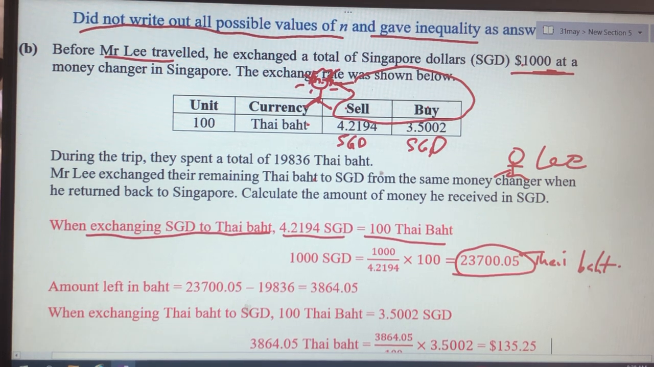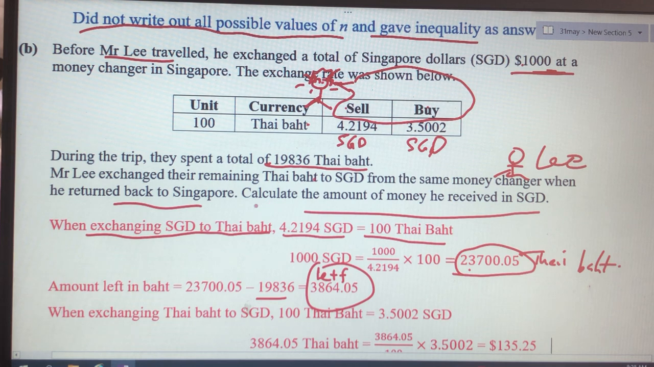Alright. Then this fella, Mr. Lee, they spend a total of this amount. So you take this minus this. This is the leftover money. Then he came back to Singapore. Okay, that's normally how you do it when you travel, right? When you travel, then you bring back Thai baht, right?